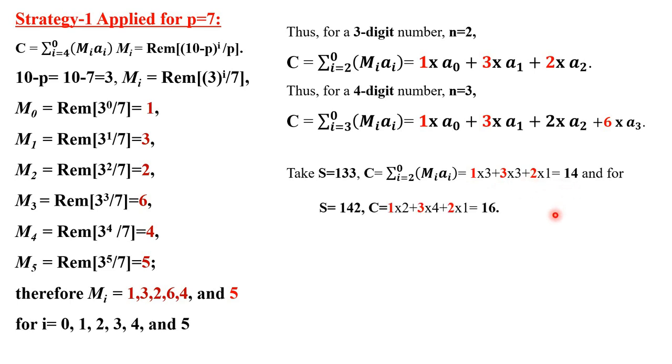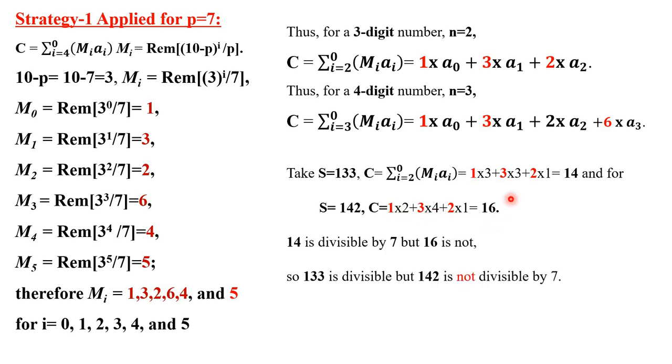Another example, if you take 142. Again it's 1, 3 and 2 in red color, and A0, A1, A2 is 2, 4, 1. So, 2, 4, 1 gives you 16. Clearly we see that the first one, 14, is divisible by 7, but 16 is not. So, our conclusion is that 133 is divisible by 7, but 142 is not divisible by 7. It is as simple as that.